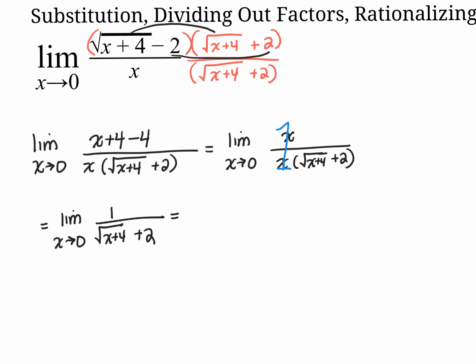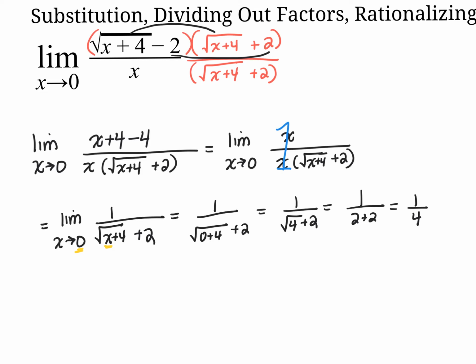And now we can plug 0 in. So everywhere I see x, I'm going to plug in 0. So that's going to give me 1 over square root of 0 plus 4 plus 2. That's 1 over the square root of 4 plus 2, which is 1 over 2 plus 2, or 1/4. So what I know now is that this limit is 1 over 4. And I could find it precisely.